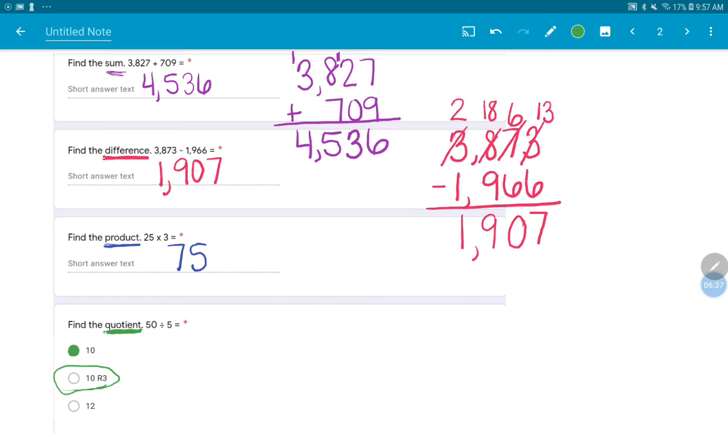A few of you asked. Does anybody know what that R means? It means remainder or leftover. Sometimes when you divide, you can't put it into equal groups.